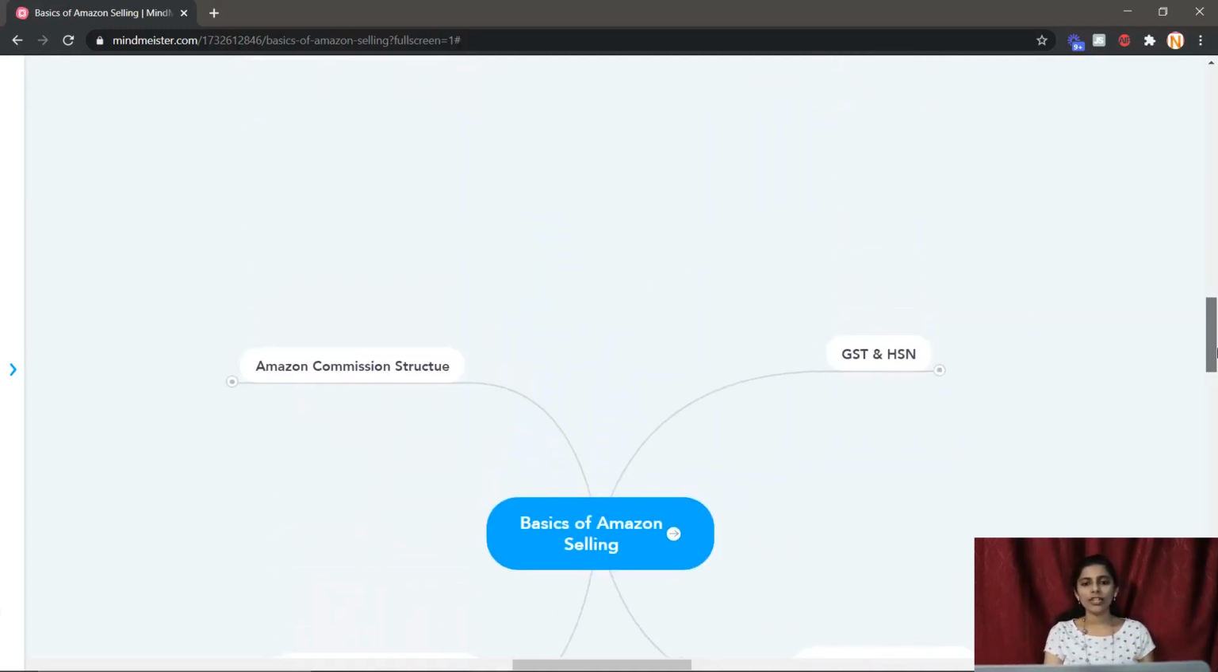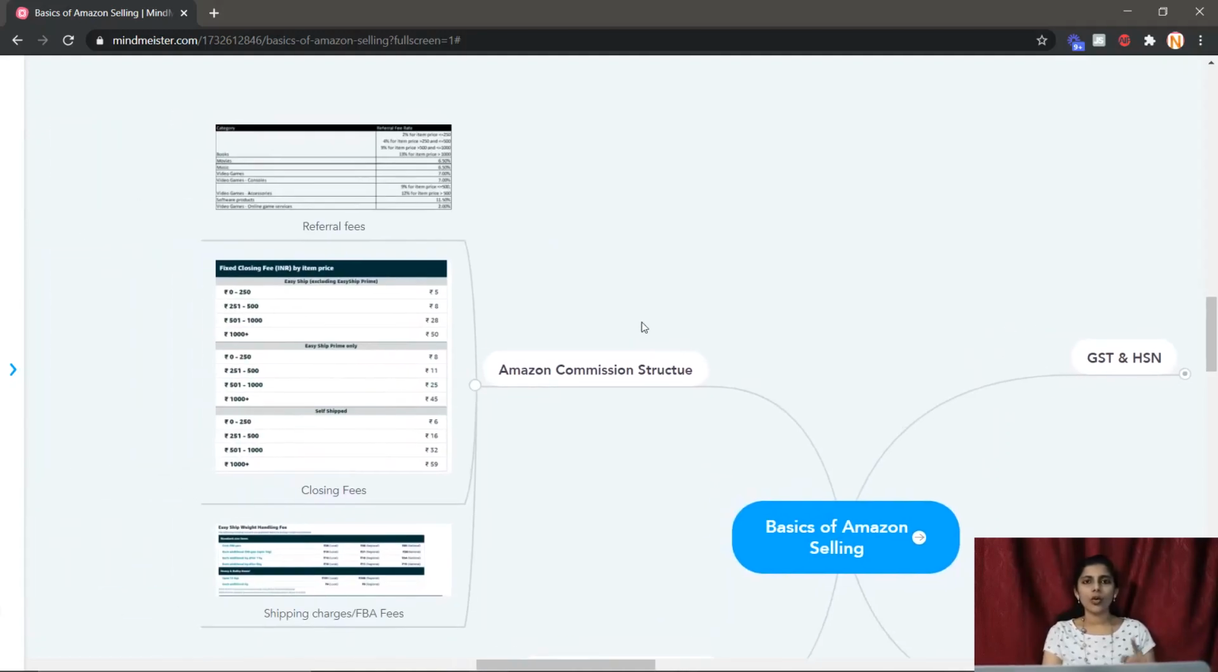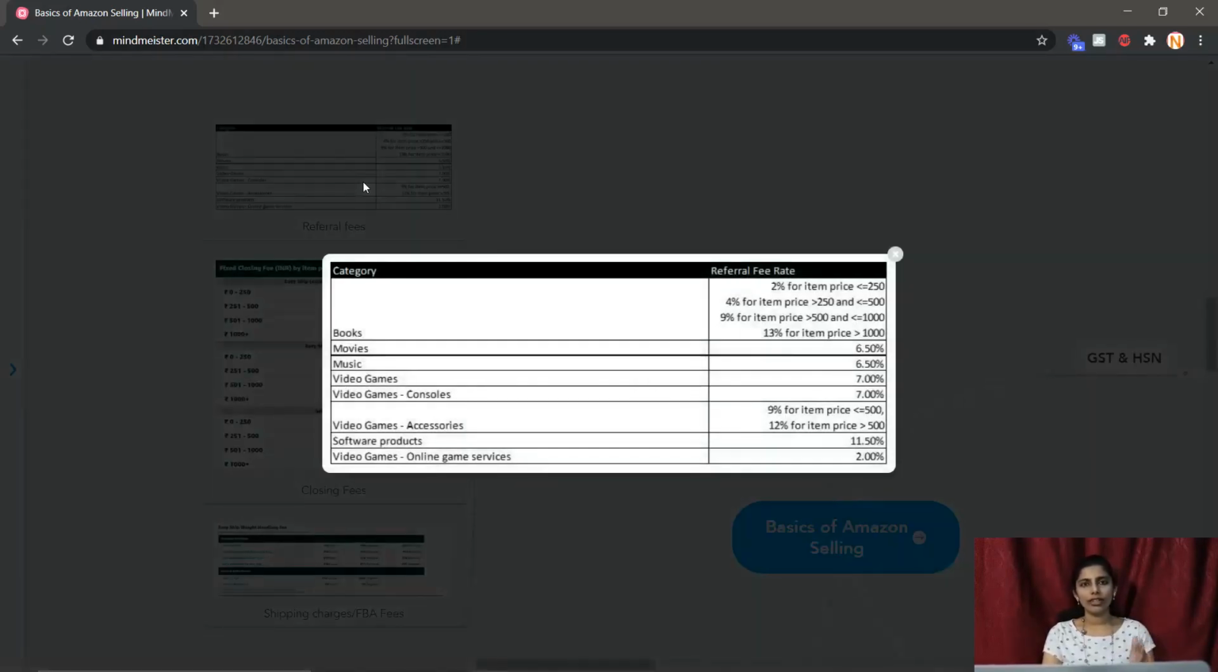Now I'll be sharing how the Amazon commission structure works. I have separated the Amazon commission structure into 3 different types. One is referral fees, another is closing fees, another is shipping fees. So let me click on this referral fees. Referral fees is based on category. There are many categories. I have just taken a snapshot of one category. For example, for the books category, there will be 2% of referral fees charged when the price is less than 250. And if the price is greater than 1000, it will be 13%. So this is called referral fees.